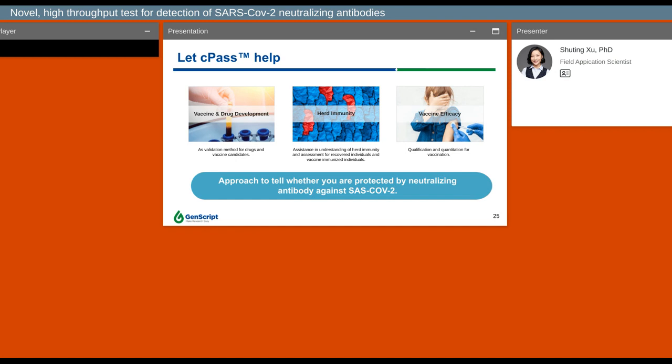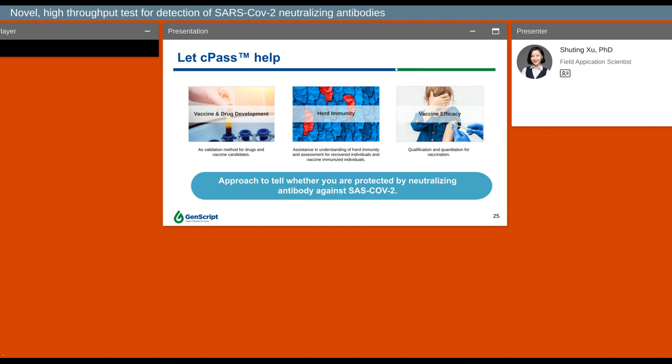Secondly, how do we define herd immunity? This is still a debate in many, many countries nowadays. I think it's still a global problem because we do not yet understand what the threshold is to reach herd immunity. Well, cPass is a tool to help you define this threshold line. And we hope that soon, with the global effort, we can understand this threshold better and draw the line much faster, and allow global traveling again.